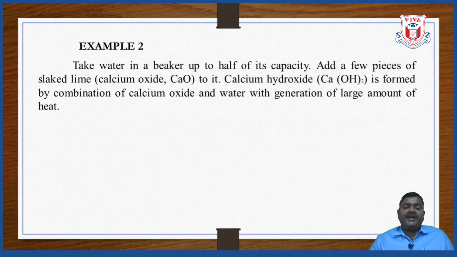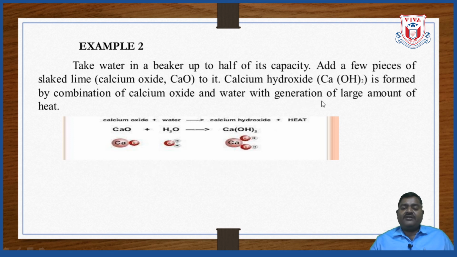Second example. Take a water in a beaker up to half of its capacity. एक beaker घ्यायचा आहे, काचेचा beaker, अर्धा भरलेला. Add a few pieces of calcium oxide, that is quick lime, CaO, and calcium hydroxide is formed. तयार होता है calcium hydroxide. The combination of calcium oxide and water with the generation of large amount of heat. इथे heat निर्माण झालेली आहे बघा.